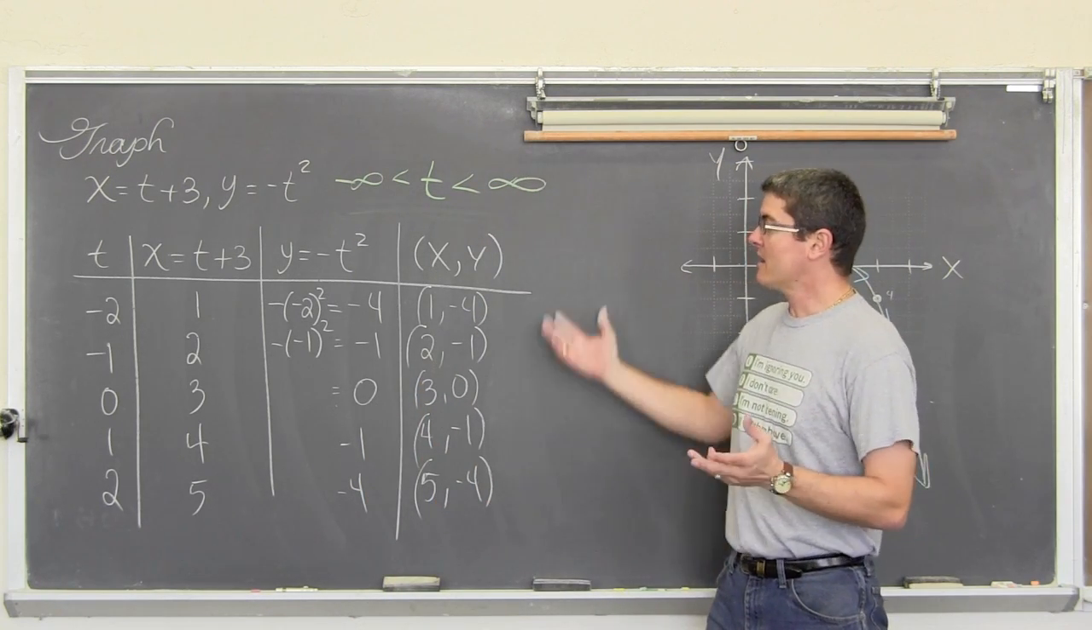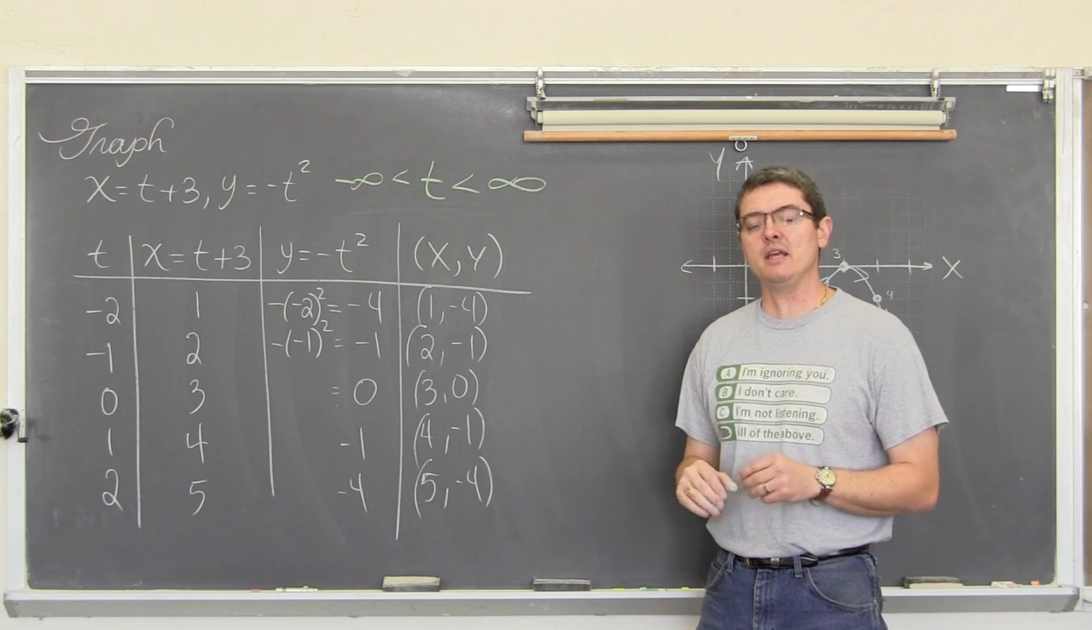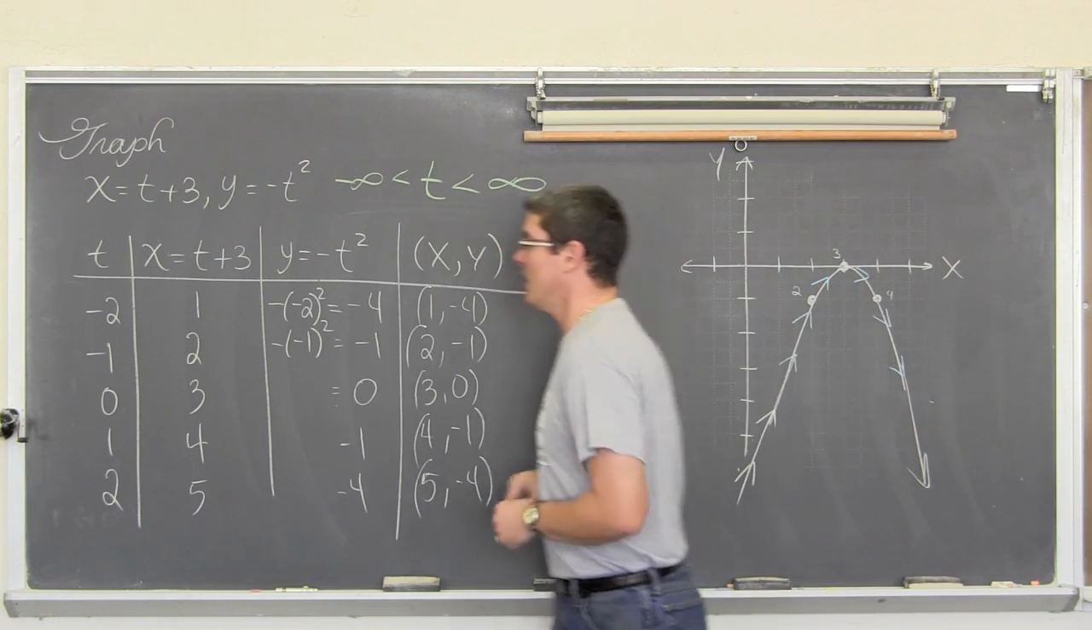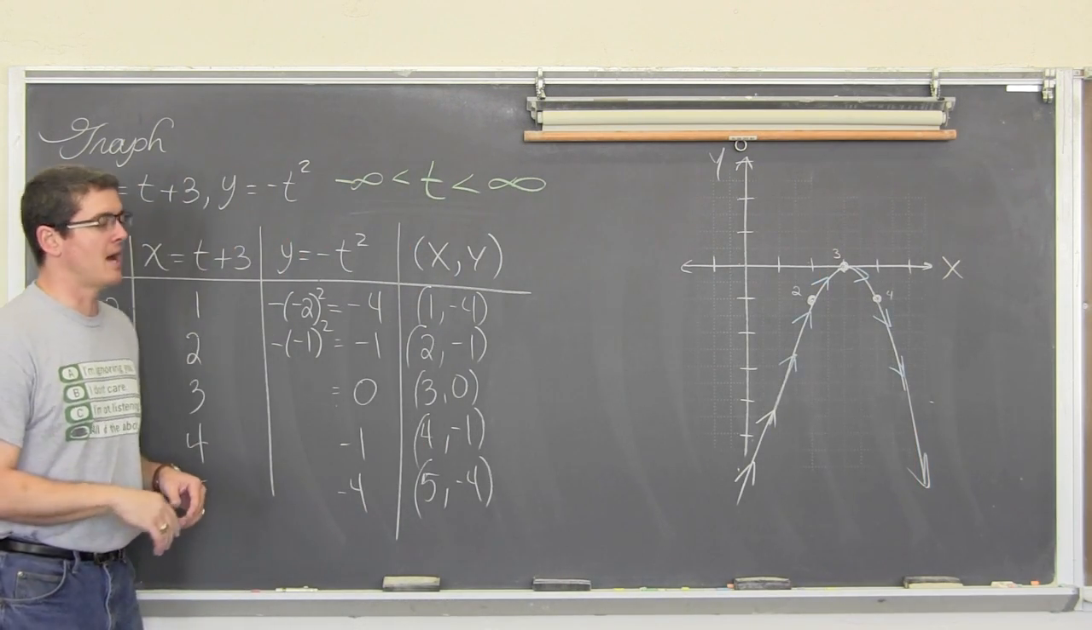So here we go. A couple of variations on the restriction of the interval of t. And ultimately we had a downward opening parabola.